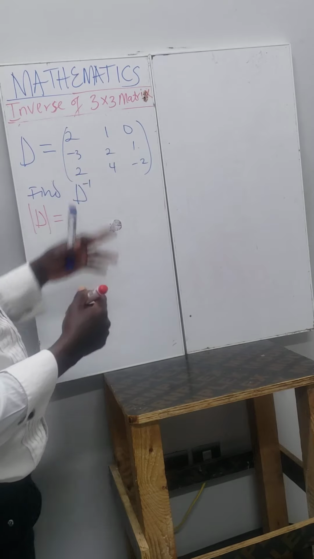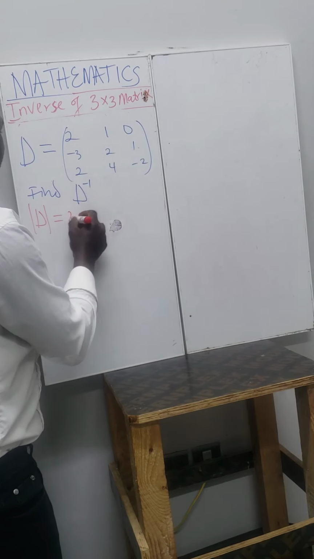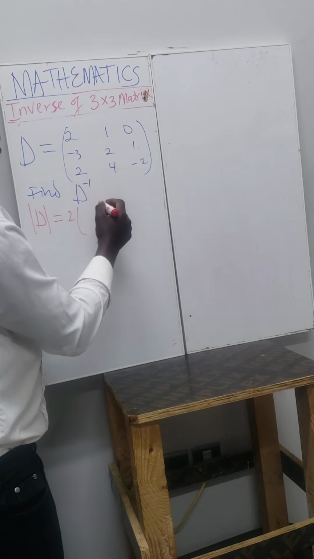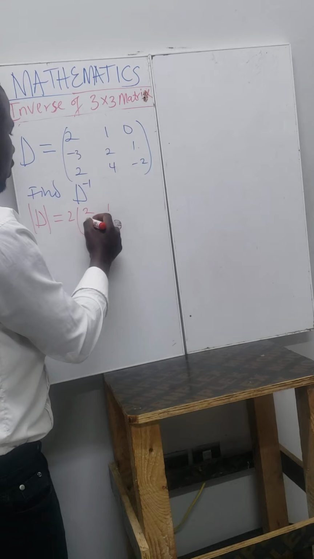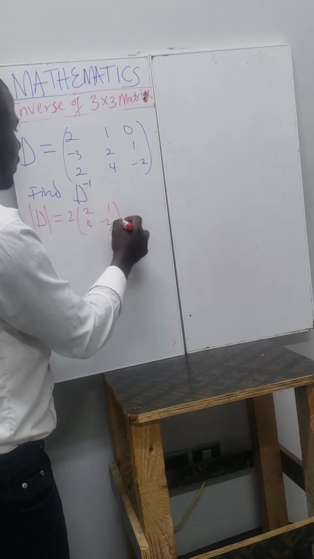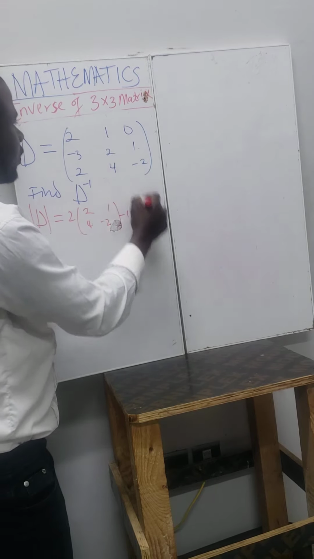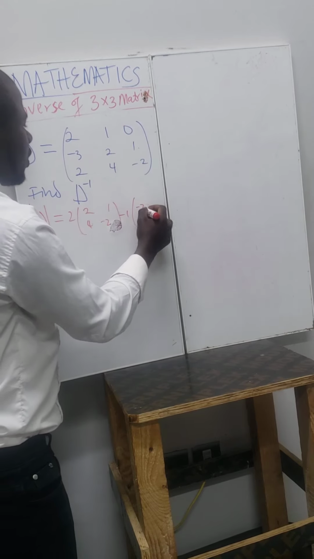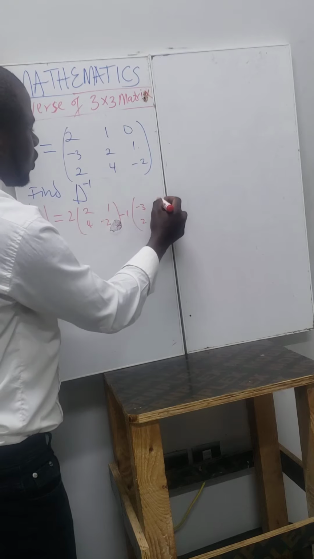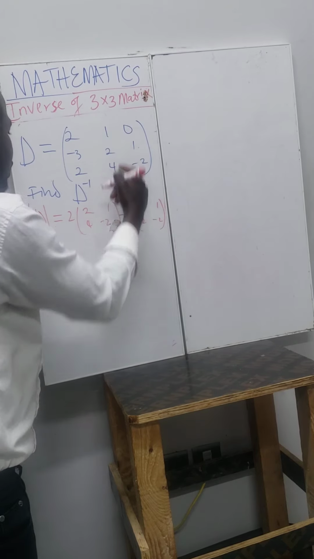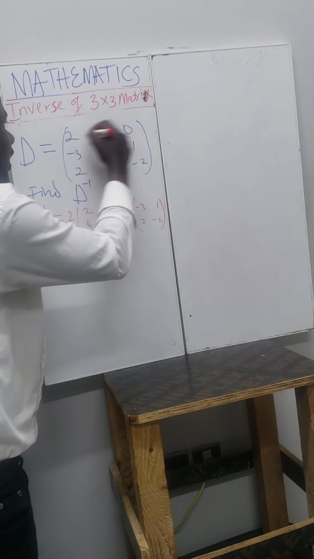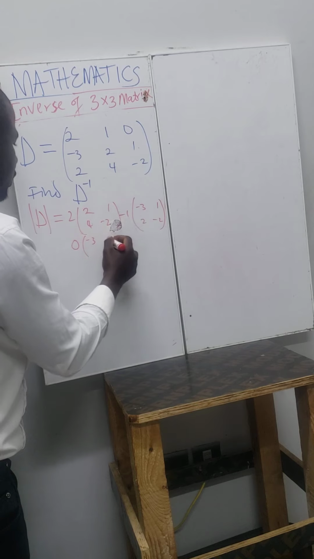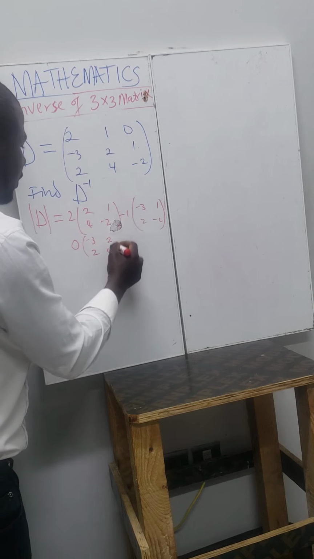Now we need to find the determinant of this matrix. To find it, we take out 2, block the elements along the same row and along the same column. What do you have left? We have 2, 1, 4, minus 2 left. Then this one is minus 1, block the row, block the column. Minus 3, 1, 2, minus 2. Then we take out this one, 0. Block the elements along the same row, along the same column. What do we have left? We have minus 3, 2, 2, 4 left.